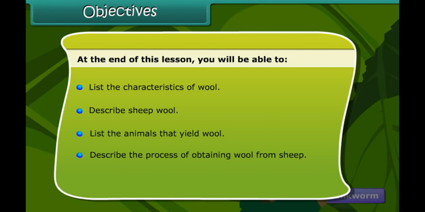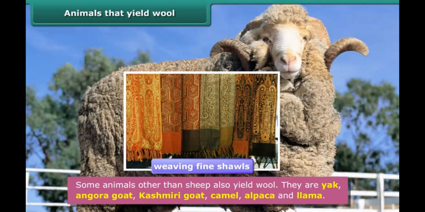They are yak. Yak wool is common in Tibet and Ladakh. Angora goat. It is found in hilly regions such as Jammu and Kashmir. The wool obtained from it is called Angora wool. Kashmiri goat. The wool obtained from it is very soft and is used in weaving fine shawls. These shawls are popular as pashmina shawls in India.